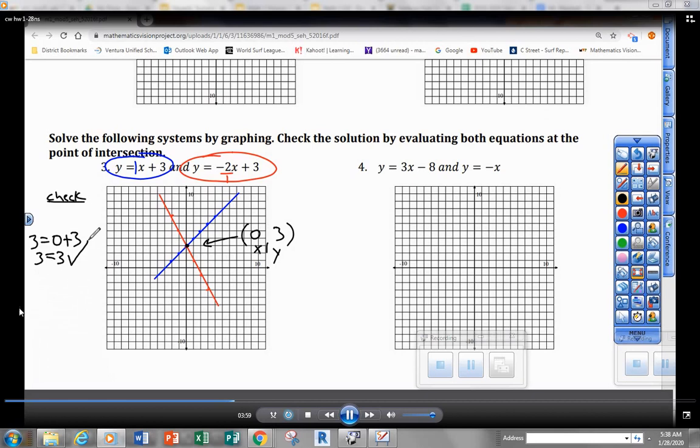Next equation, 3 for y. Plug in negative 2 times 0 for x. Gives me 3 equals 0 plus 3, which is 3 equals 3. Proves that point algebraically satisfies that system of equations.